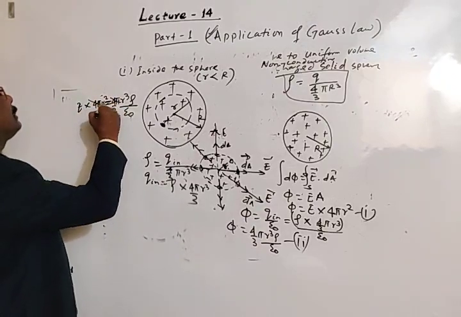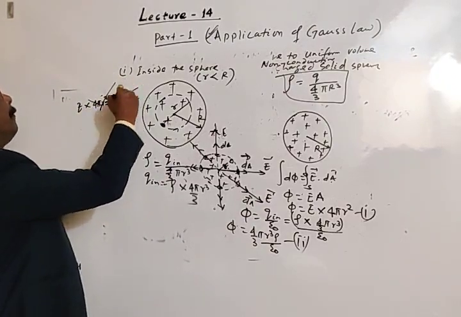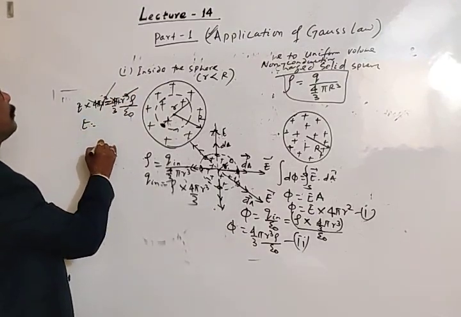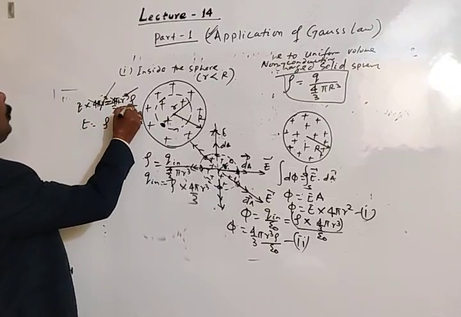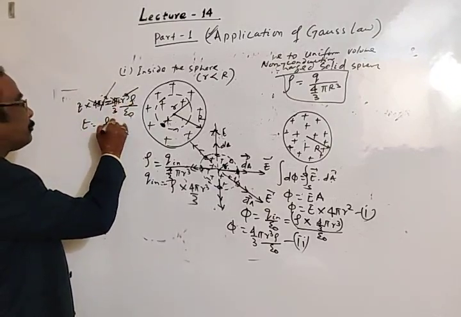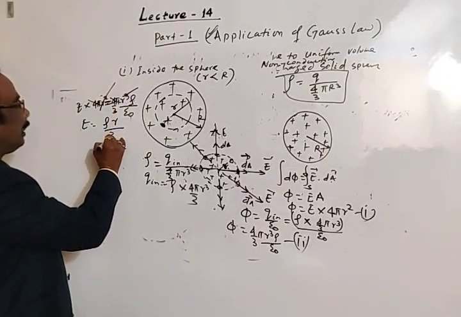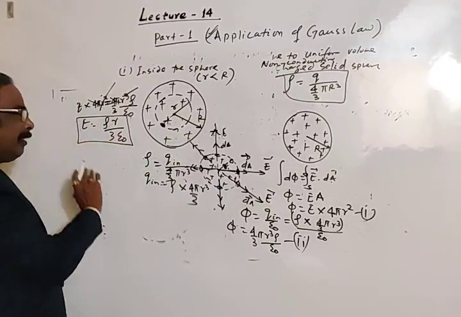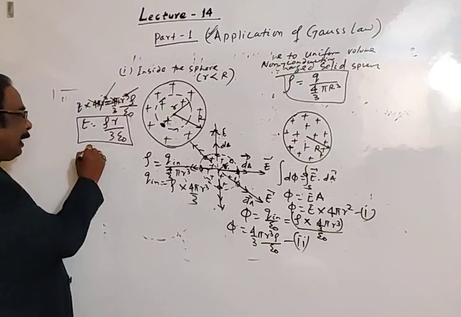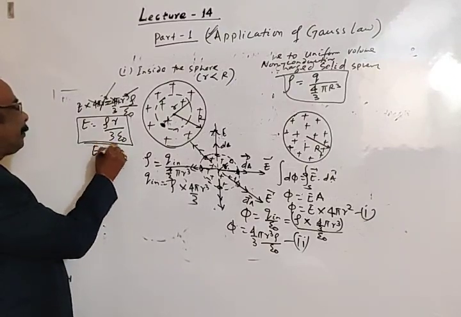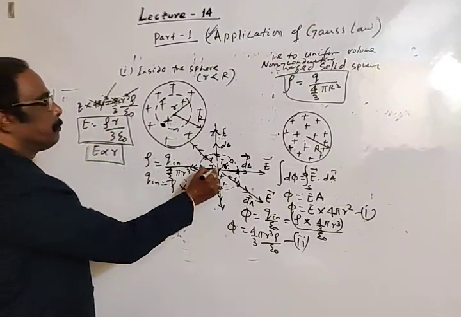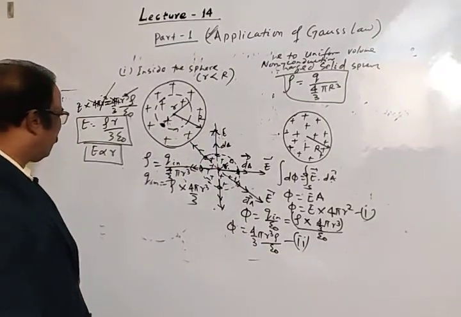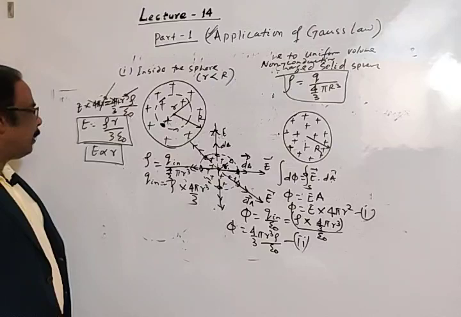4π gets cancelled, r square cancels with cube, then the electric field is equal to ρ, the uniform volume charge density, times r divided by 3 epsilon naught. It is seen that the electric field is directly proportional to the distance from the center of the sphere. Okay, of course you can change this formula.